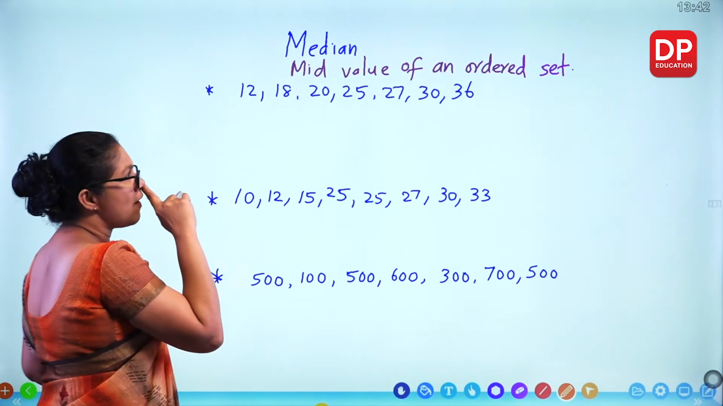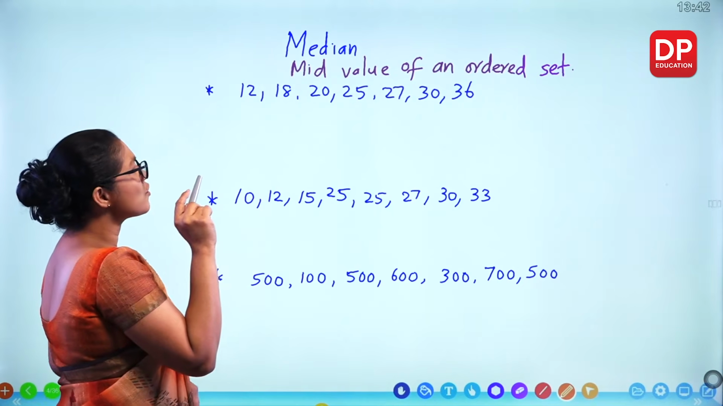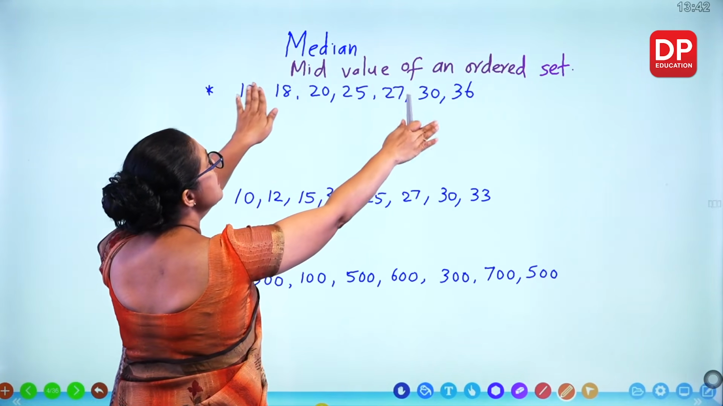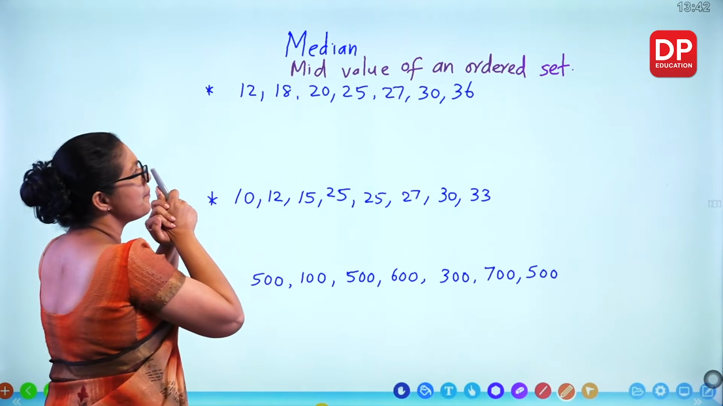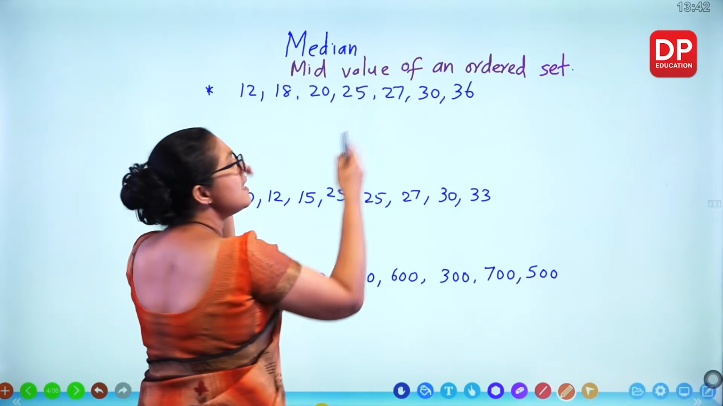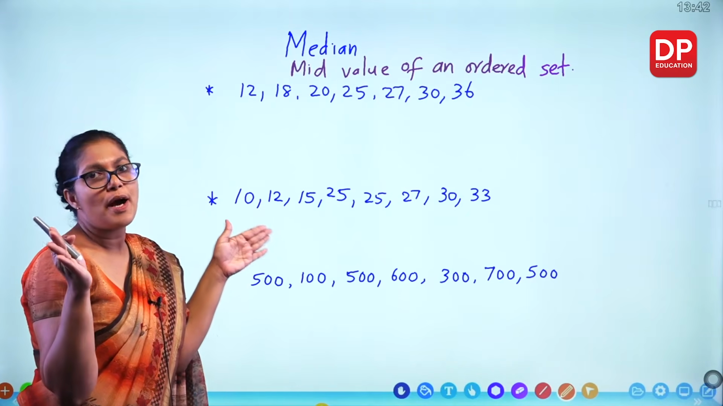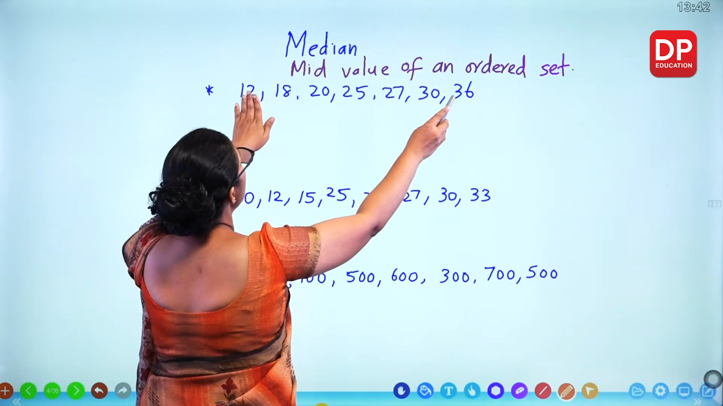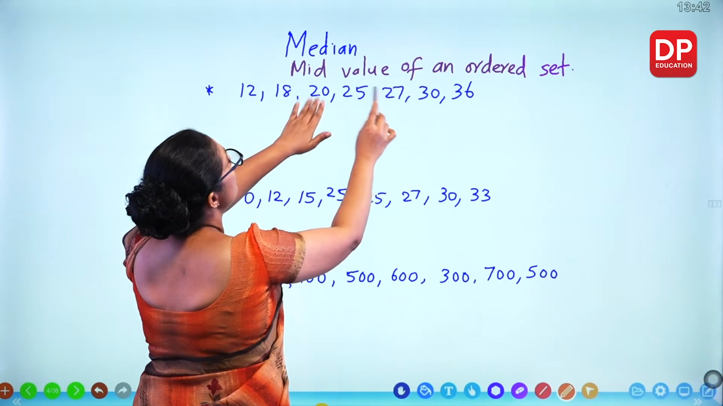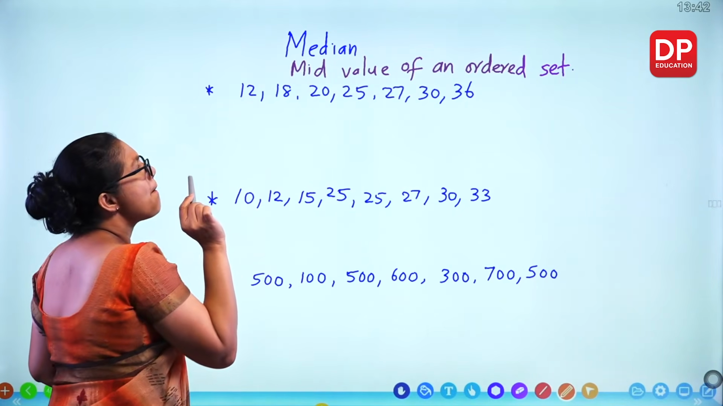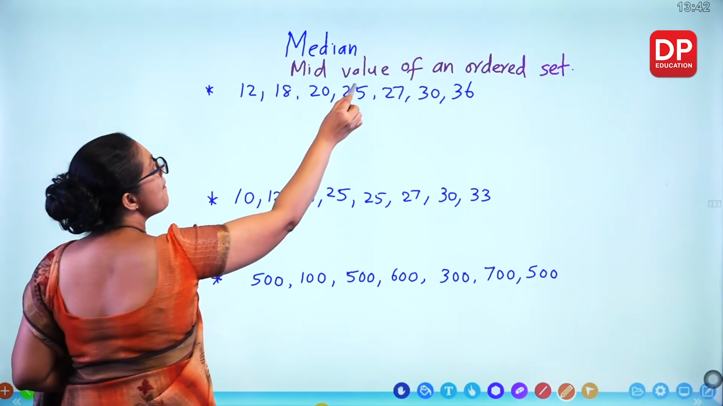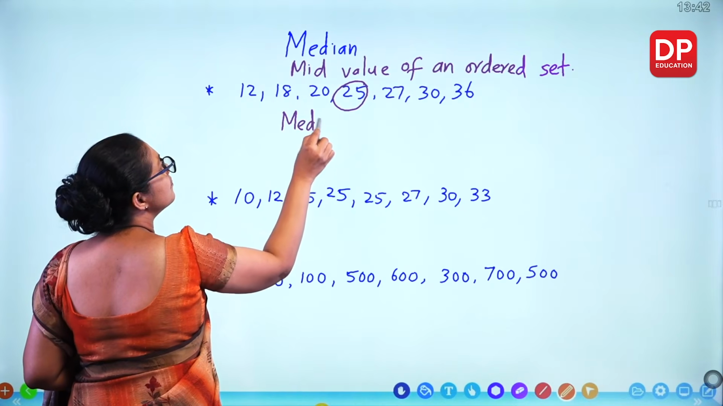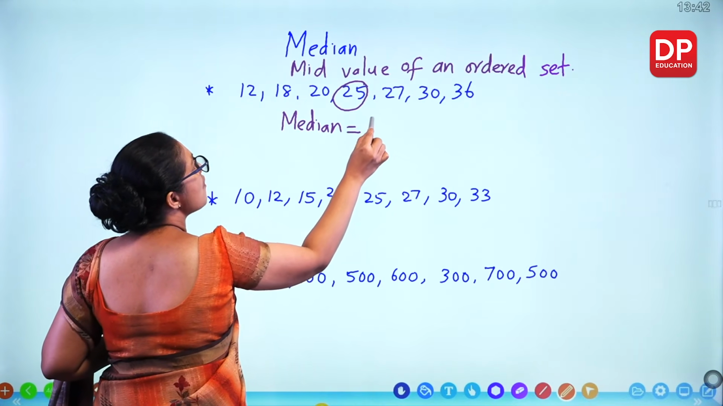So how can we find the mid value? What we can do is cross it out from the corners and see what's the middle number. That's also possible if you have a very small data set. Now we'll do it that way, cross it out and you get 25 as the mid number. So the median is 25.